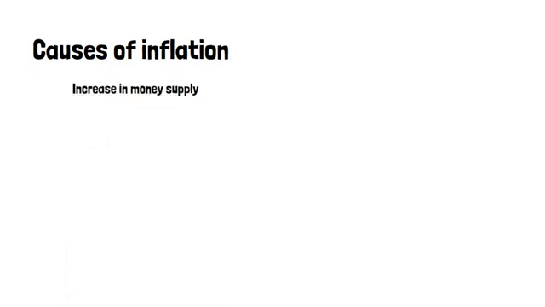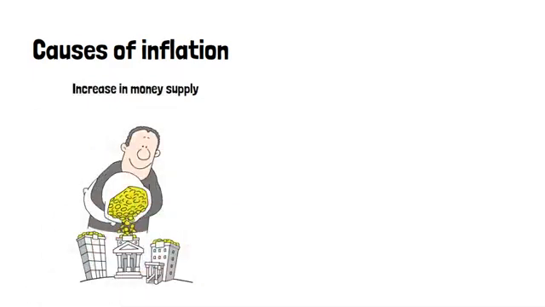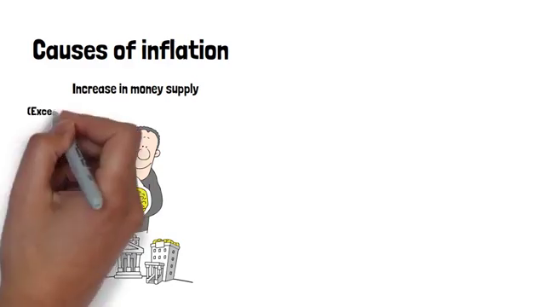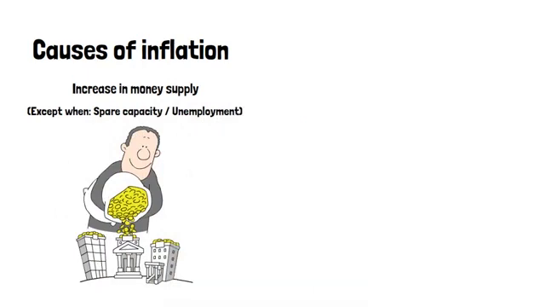The main cause of inflation is when the supply of money grows faster than the real output in an economy. With more money chasing the same quantity of goods, prices will increase. However, there are circumstances when the money supply does not cause inflation. For example, when there is unemployment in an economy or spare capacity. Then the extra money stimulates the economy without causing inflation.